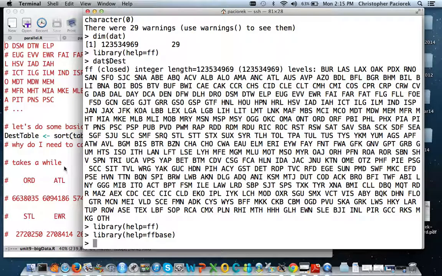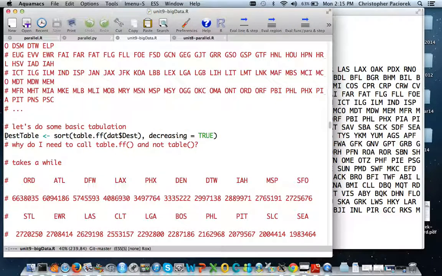But those are all available. So as an example of that, if we wanted to do a tabulation of the counts of the different numbers of flights whose destinations were the various airports in this vector, in this field, in that data set, we could, for example, apply the table.ff function to that, and that should then work with the object, recognizing the fact that it's in this special format.